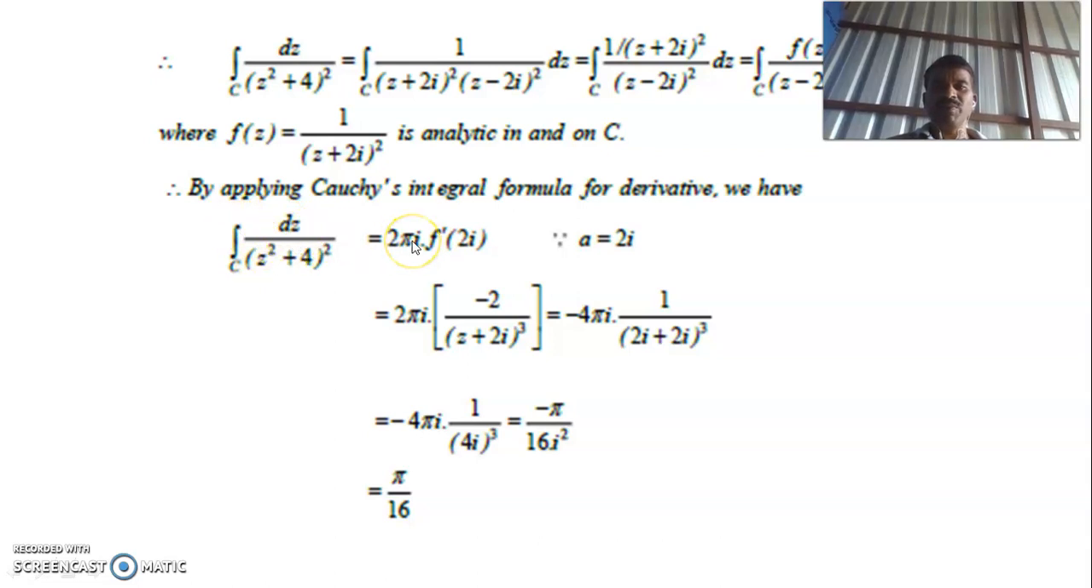With the help of that, it is 2 pi i into f n of a. It is a first derivative only, since n plus 1 is 2 and n is 1 here, so we find the first derivative at z equal to 2i. That result has 1 by 4i, and also the derivative of the remaining factor, which is minus 2 by (z plus 2i) whole to the power 3. Simplifying that, we get the result 5 by 16.